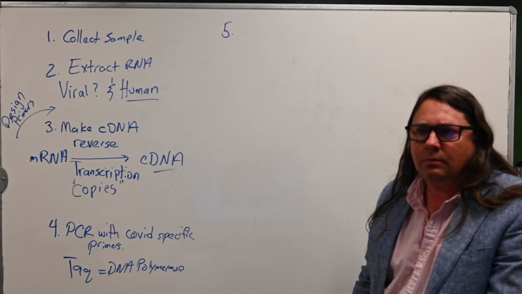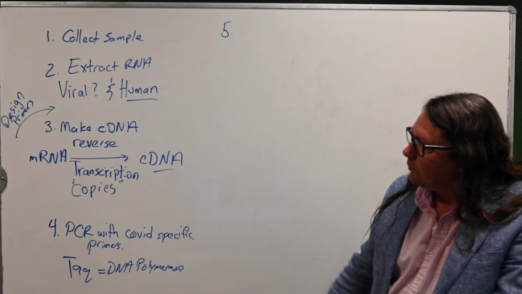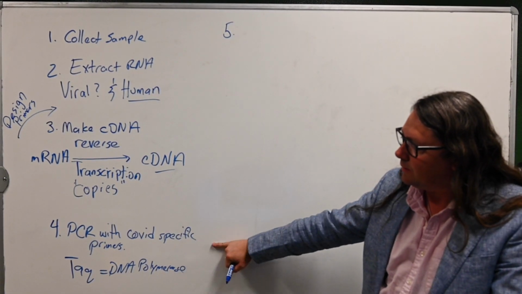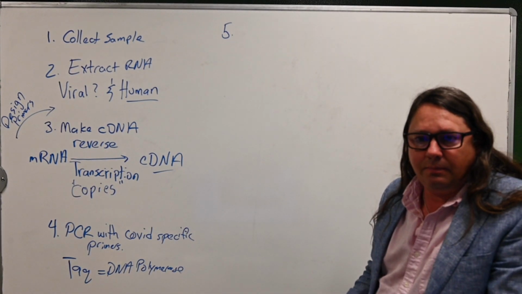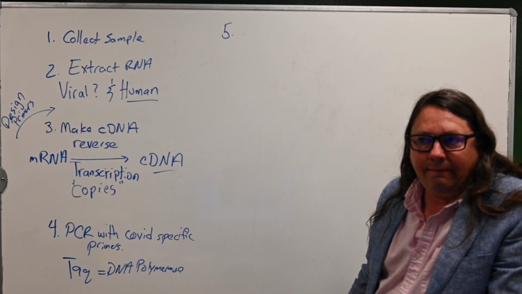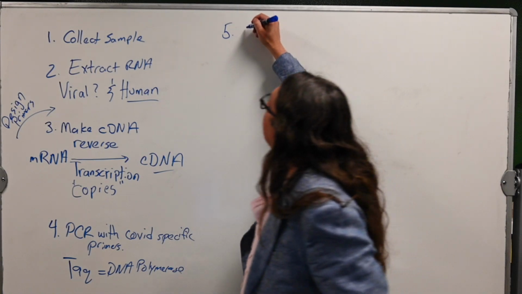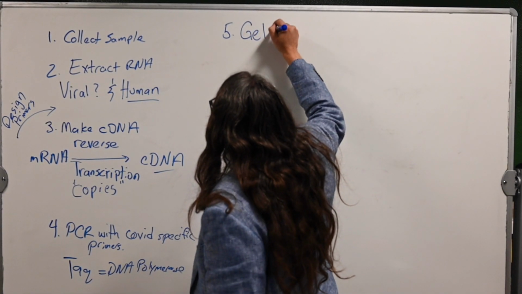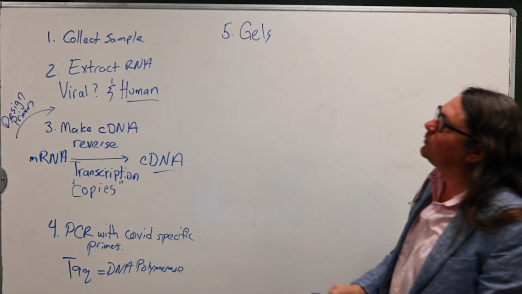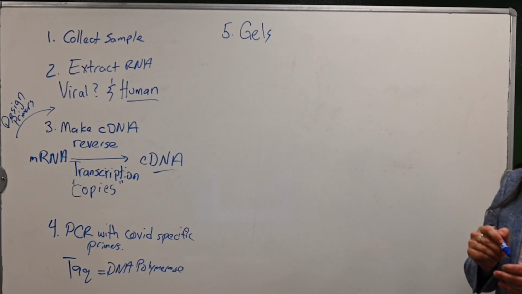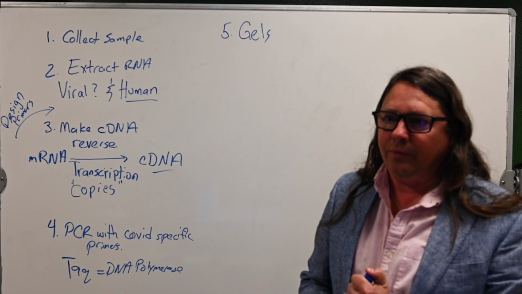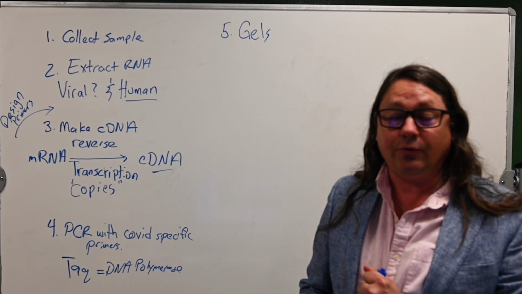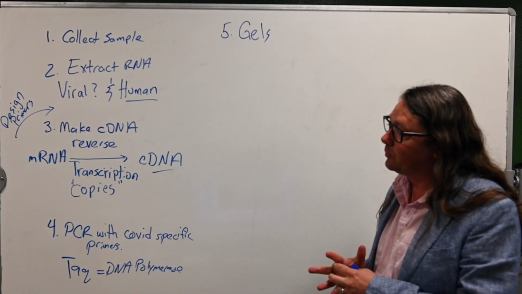What's next? We've done reverse transcription. Now we've got our PCR with primers. What's the next step? Run a gel. Yep, gels. And that's basically it. We could sequence if we want to, but we don't need to for this test. Okay. Yes, those are the steps for designing this experiment.